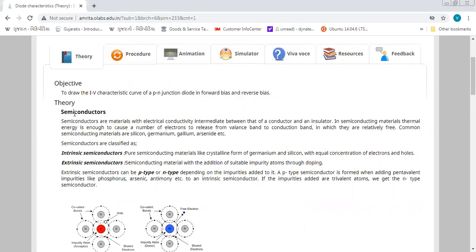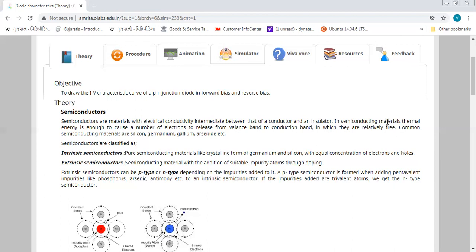So coming to the theory part, semiconductors are materials with electrical conductivity intermediate between that of a conductor and an insulator. Also, the thermal energy is enough to cause a number of electrons to release from the valence band to the conduction band, in which they are relatively free. Some examples of semiconductors are silicon, germanium, gallium arsenide, etc.